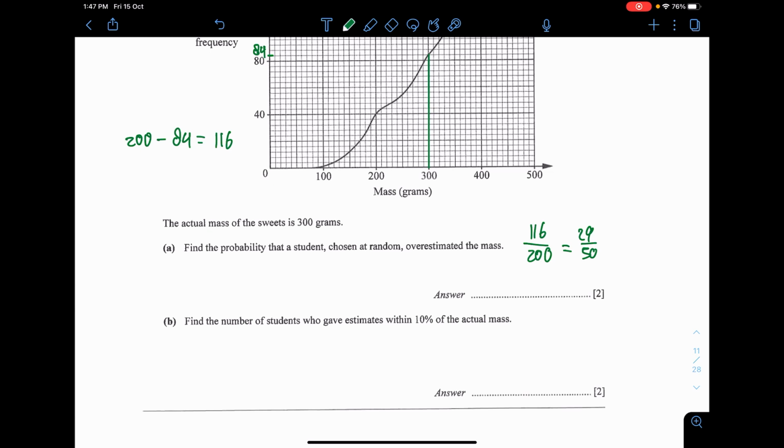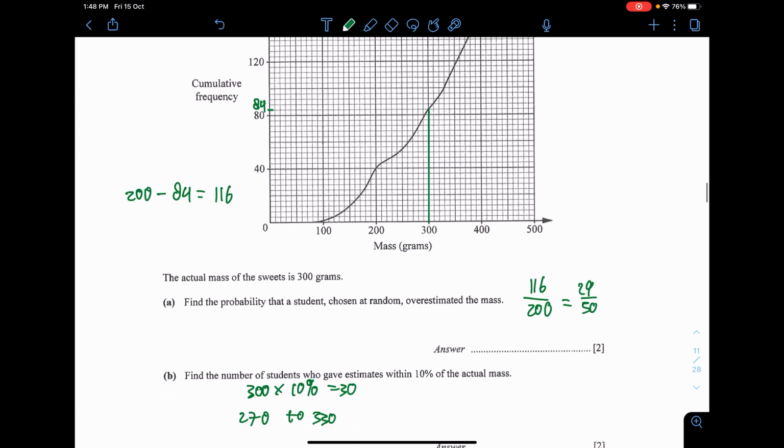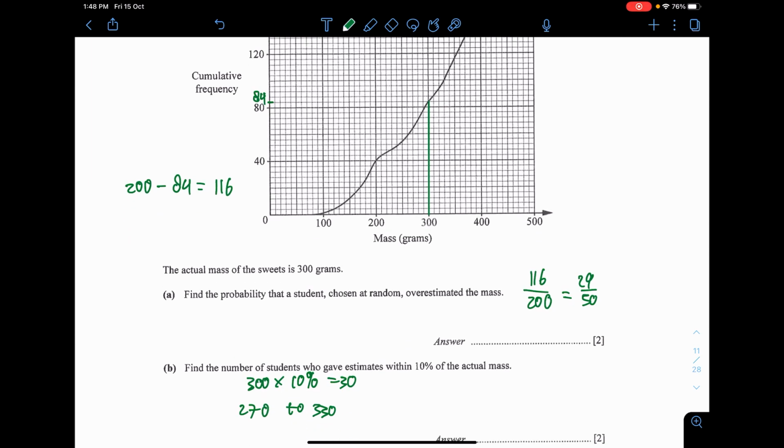Find the number of students who give estimates within 10% of the actual mass. Now the actual mass is 300. 300 multiplied by 10% equals 30. So you are looking for the gap from 270 to 330. Reading this graph again, 270 is here. 330 is there. So this is the point and this is the other point.